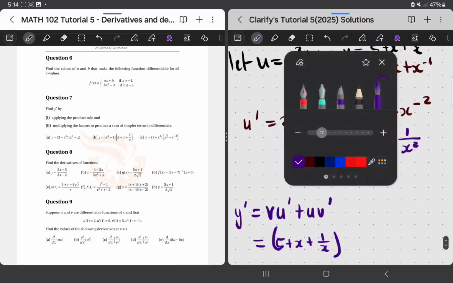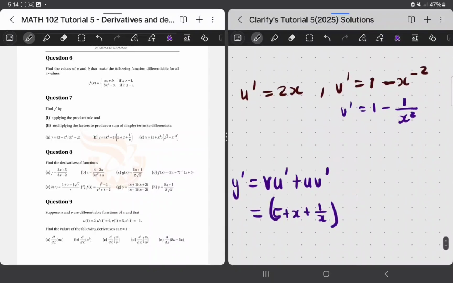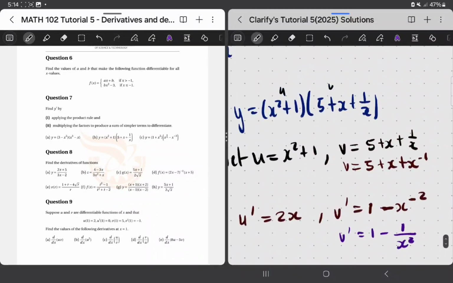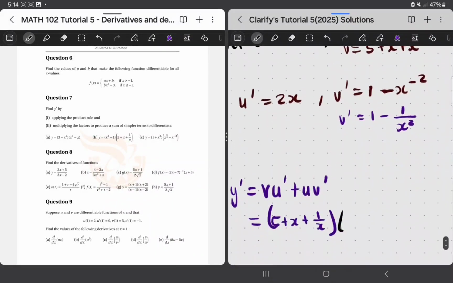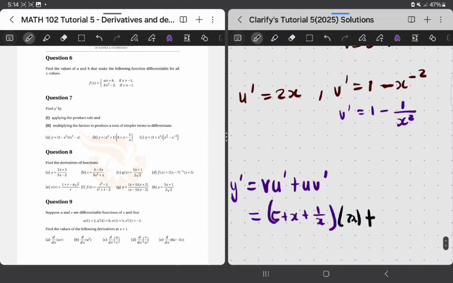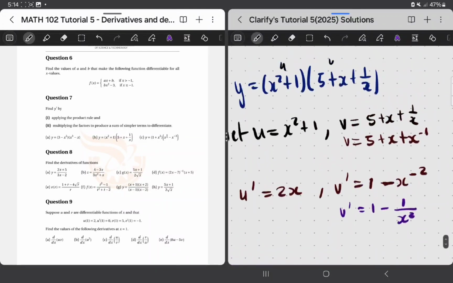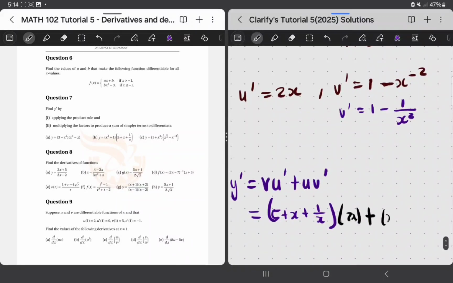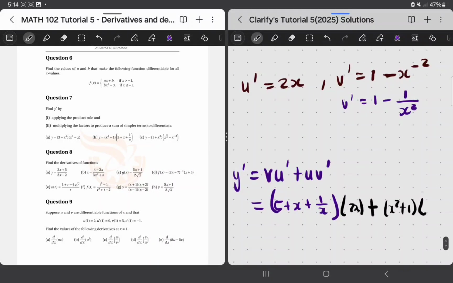So we then multiply that by u prime. And what is u prime? Where is our u prime? We go look for it. It is 2x. So we're multiplying it by 2x. Then plus u. What is the u? x squared plus 1. So we'll put it in brackets: (x squared plus 1). This whole thing is multiplying v prime, which is 1 minus 1 over x squared.